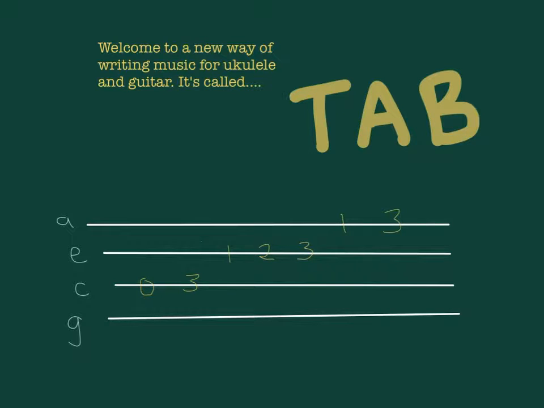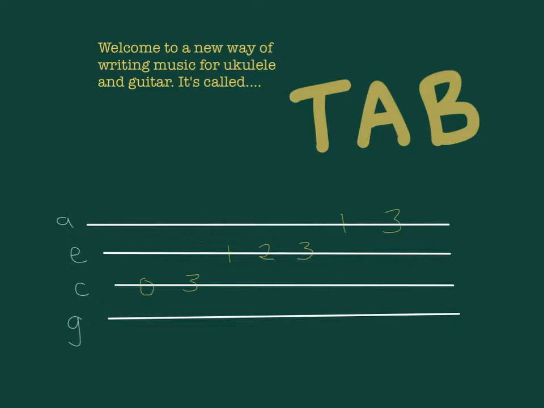As well as learning how to play the blues scale in C, we're also going to be learning a new way of writing music that's only really used for ukuleles and guitars, and also bass guitars. This kind of music writing is called tab. It's the lines and the numbers that you can see at the bottom there.